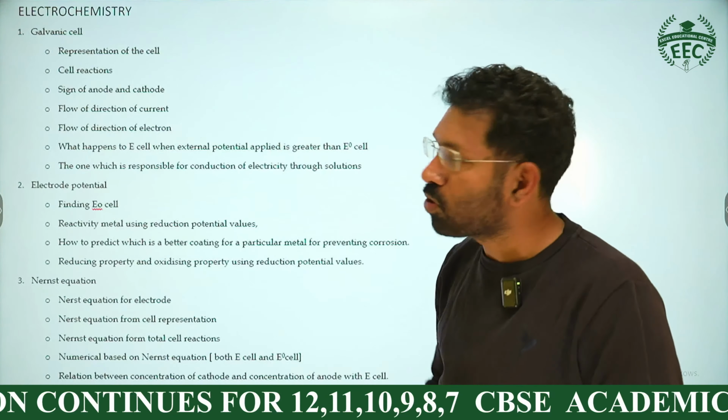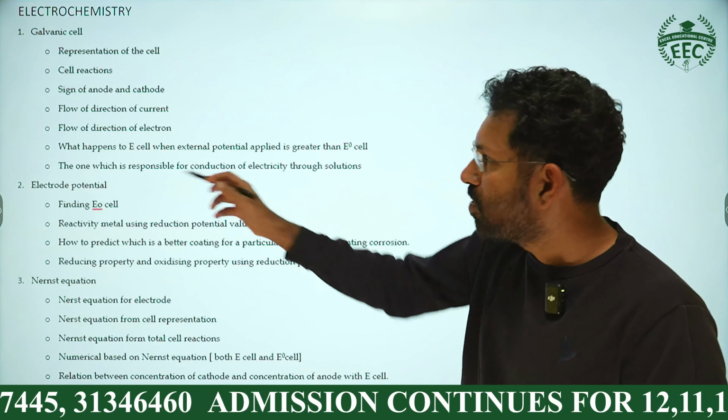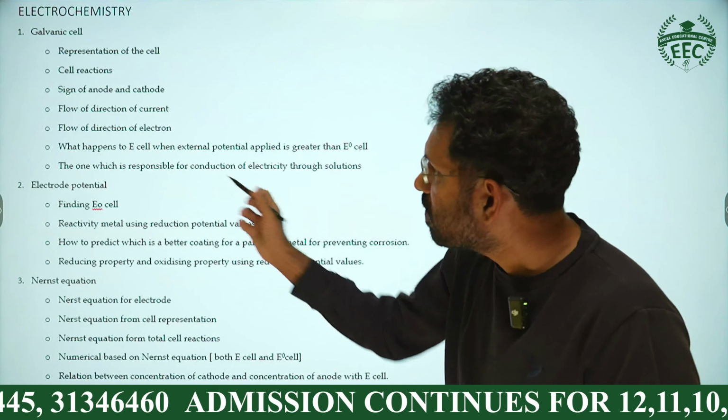And what happened to the EMF of the cell when external potential applied is greater than E0 cell? We already studied: the electrochemical cell behaves as an electrolytic cell when we apply an external potential greater than the E0 cell value. That is a very important area. They may ask questions. And which is responsible for conduction of electricity through solution? We know that ions are responsible for conduction of electricity through solution. That is very, very important. Go through it.